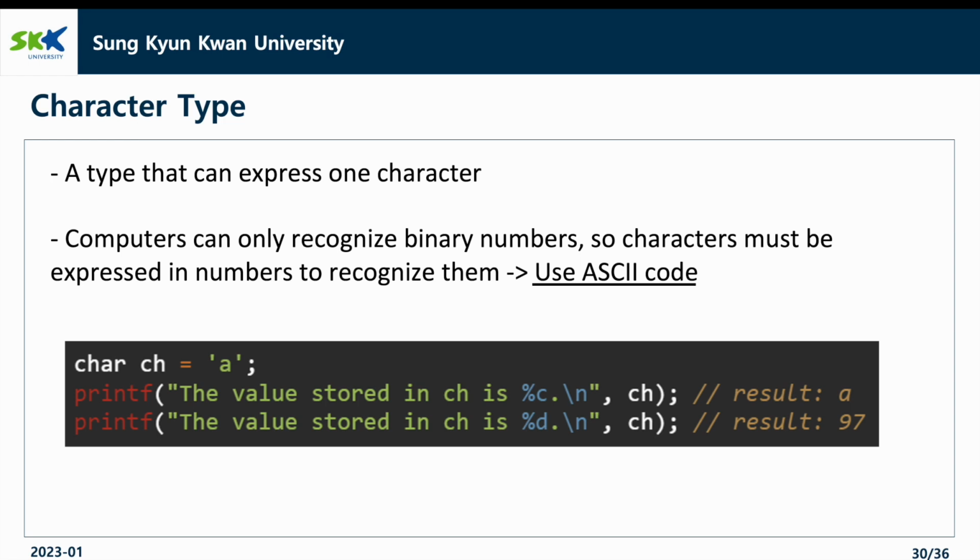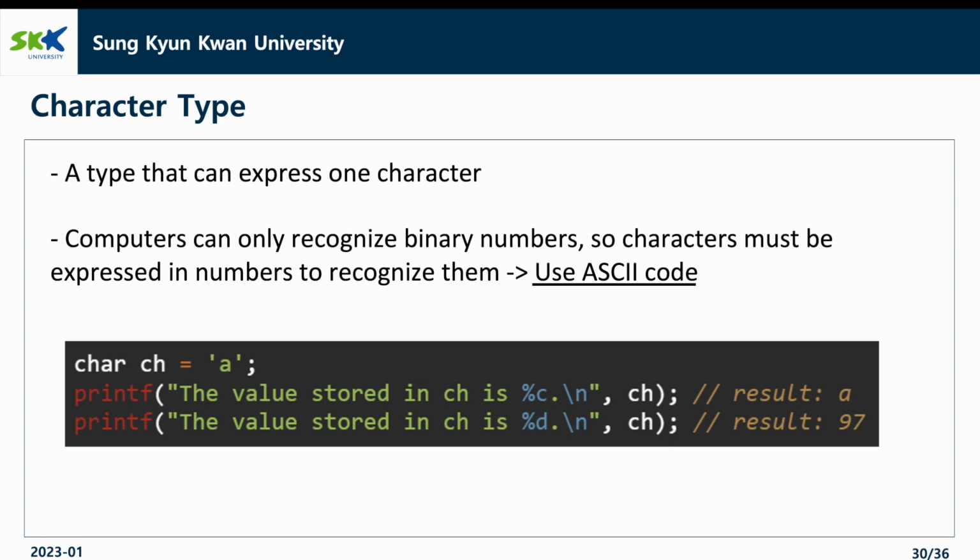Finally, there is a type that can express one character. Computers can only recognize binary numbers, so characters must be expressed in numbers to recognize them. The example shows that the alphabet A is output as A when it is output as a character format, but 97 when it is output as an integer.